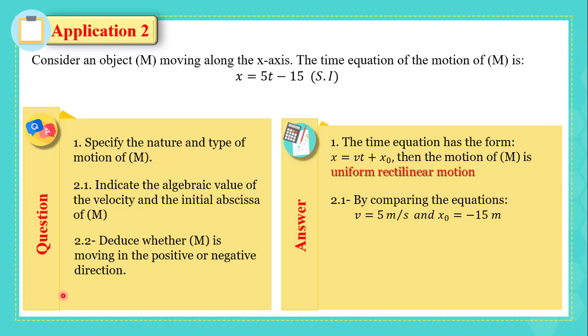In the last part, you are asked to deduce whether M is moving in the positive or negative direction. From the equation, v, which is equal to 5 meter per second, is positive, then M moves in the positive direction. Let's have another application.